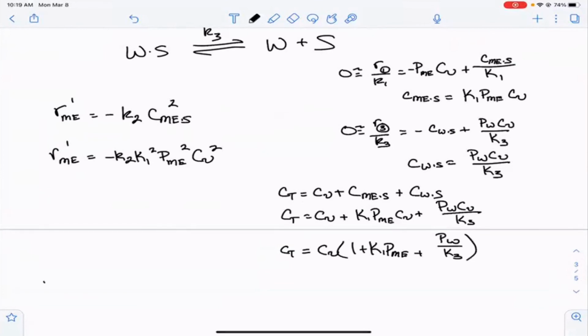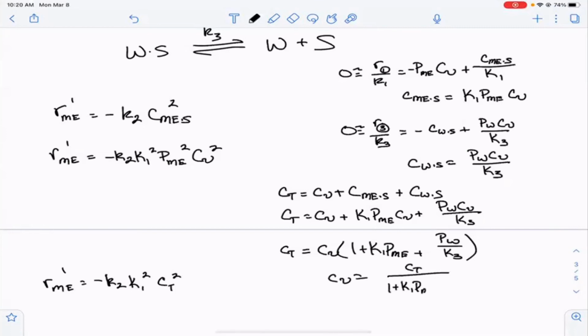All right. So then our rate law equals minus K2, oops, wrong K, minus K2 times K1 squared times CT squared, because CV is just CT over 1 plus K1 PME plus PW over K3, times PME squared divided by 1 plus K1 PME plus PW over K3 squared.